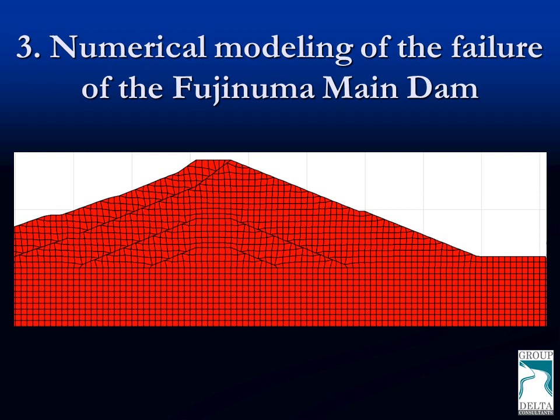The numerical modeling of the failure of Fujinuma Main Dam was performed using version 7.0 of FLAC, a program created by Itasca. This slide shows the mesh that was used, and you will notice the different zones where different strengths were placed to model the materials of the dam and of the foundation materials.